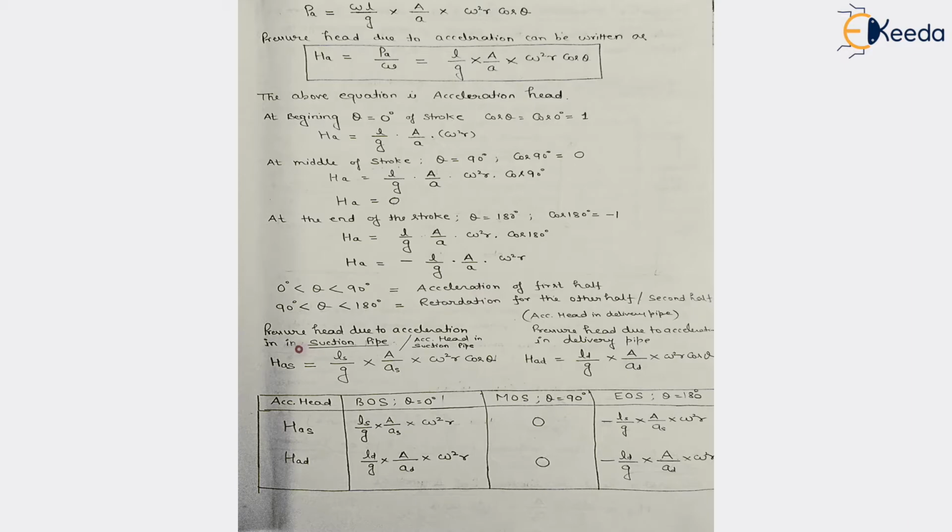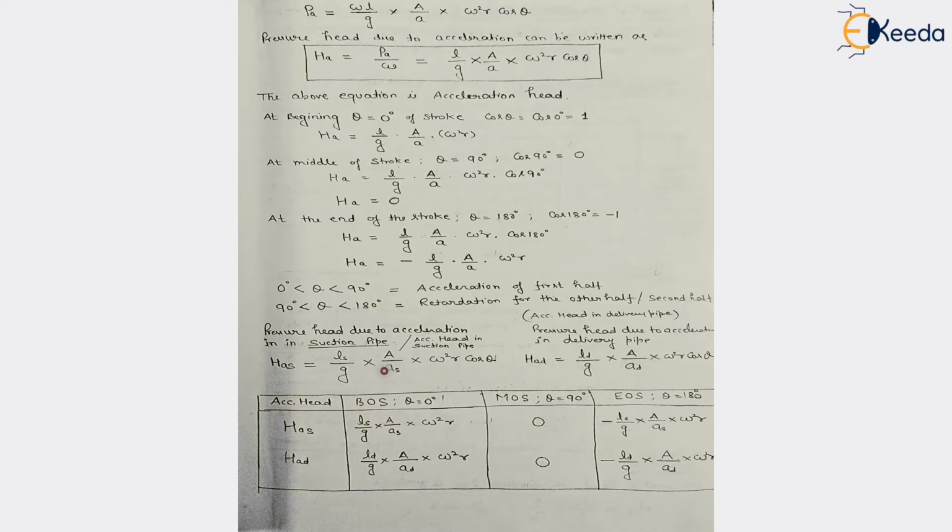Now if I calculate the pressure head due to the acceleration in the suction pipe, then I can write pressure head due to the acceleration in suction pipe, that will be Ls by g, that is the length of the suction pipe, into capital A, the area of piston, divided by small a, that is the cross-sectional area of suction pipe, into omega square r cos theta. Similarly for the discharge pipe I can write, so HAD will be Ld by g into capital A by Ad. Small d represents the discharge pipe and here small s is representing the suction pipe.